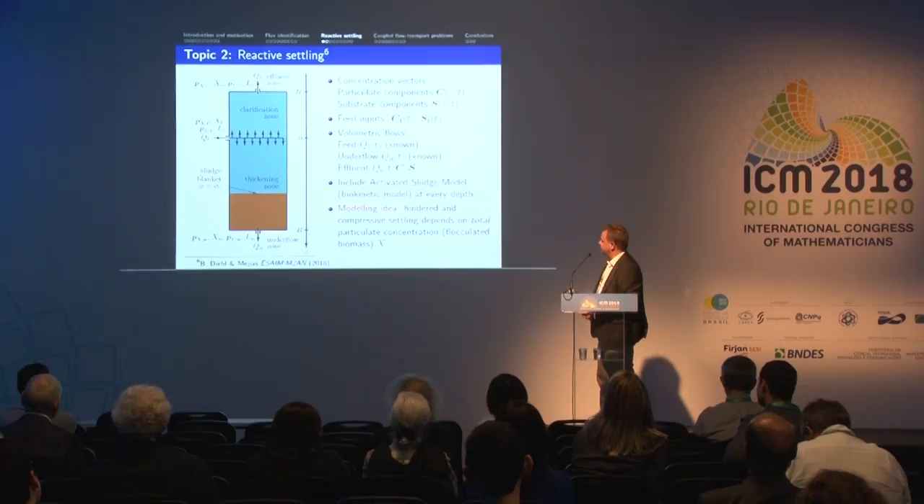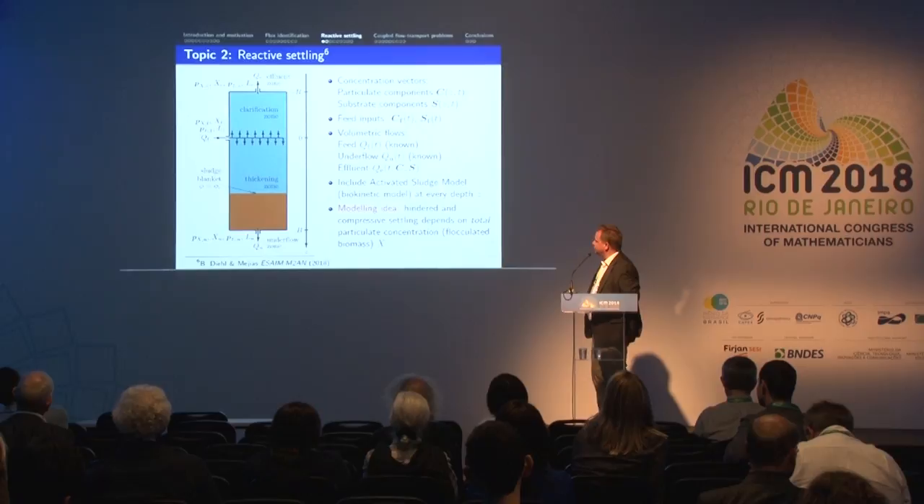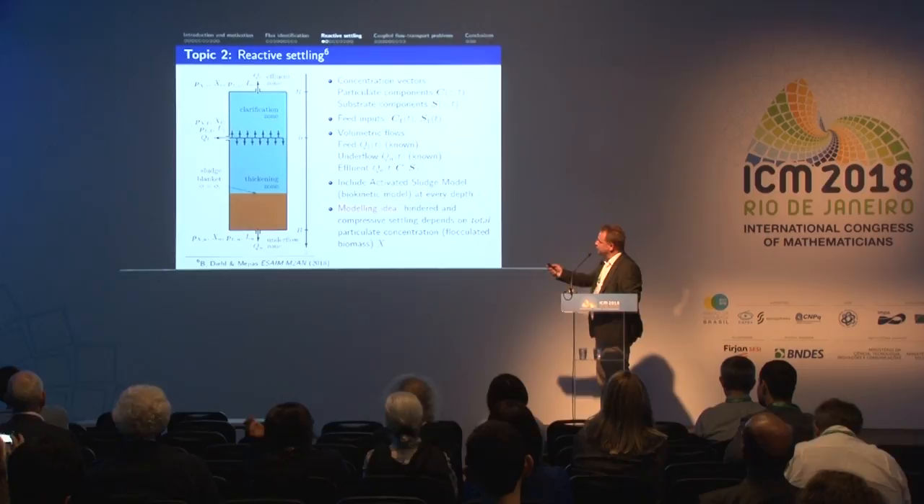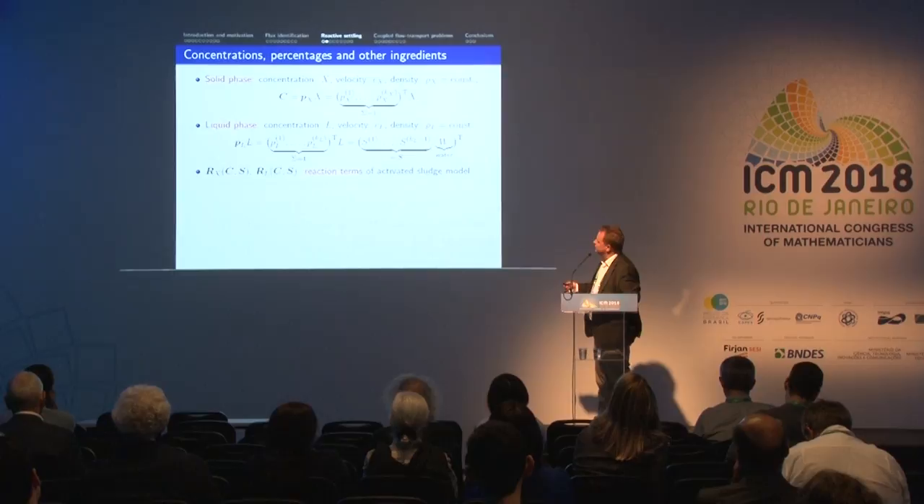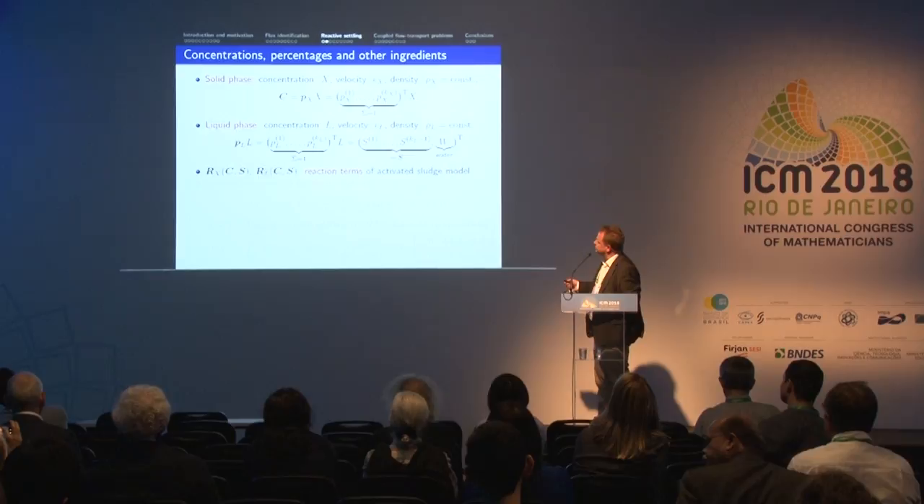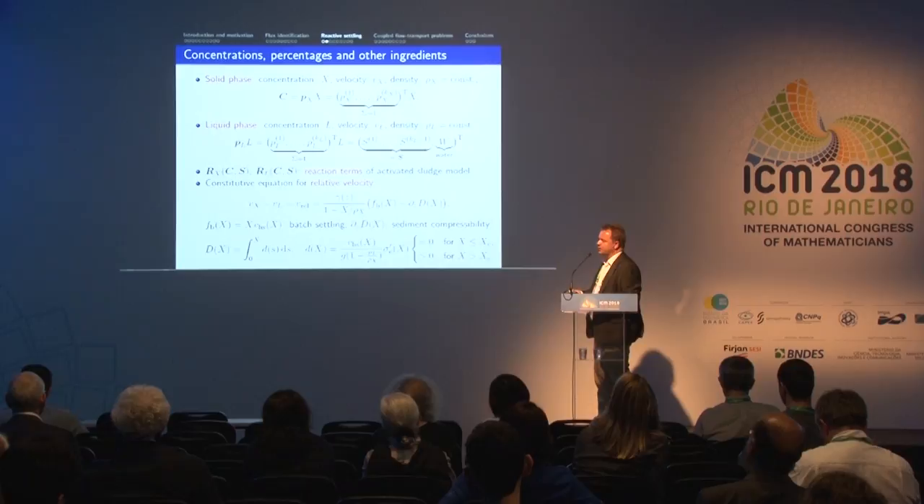Then the idea is to describe the mechanical processes, that is hindered and compressive settling, on the total particulate concentration X, and then solve additional equations for the particulate and substrate components. So the solid and liquid phases are given as a vector, precisely as a vector of percentages that multiplies the total density. This is done for the solid phase and the liquid phase. The reaction terms are those of the activated sludge model.